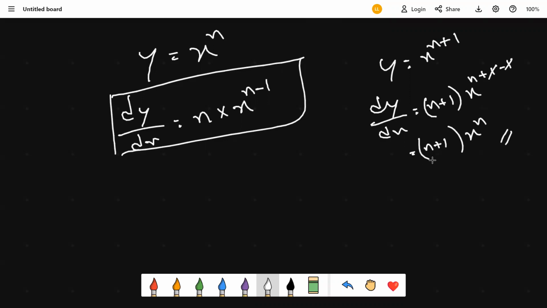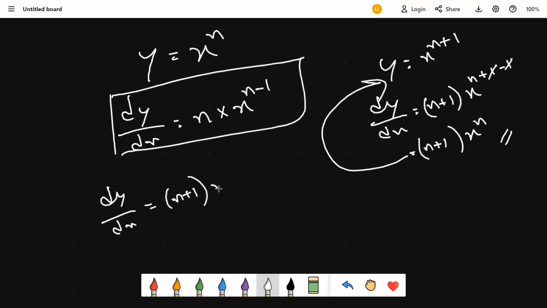Now, if we are trying to integrate this expression, what should we get? Obviously, we should get this equation, isn't it? So, let's say this is our dy by dx part, like our dy by dx is n plus 1 x to the power n, isn't it? Now, we have to integrate both sides, but at a time, we can integrate only one variable. Now, see how many variables do we have here? Here we have a y variable and x variable.